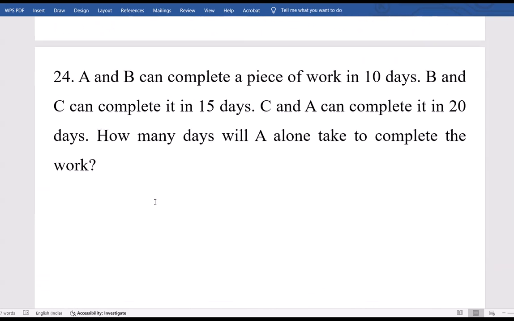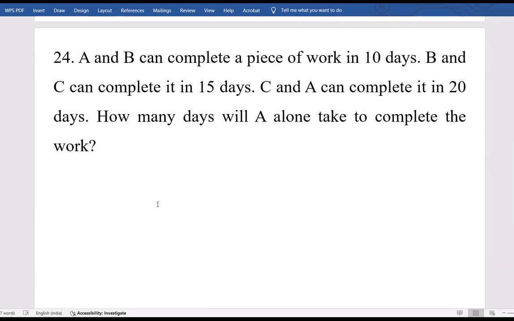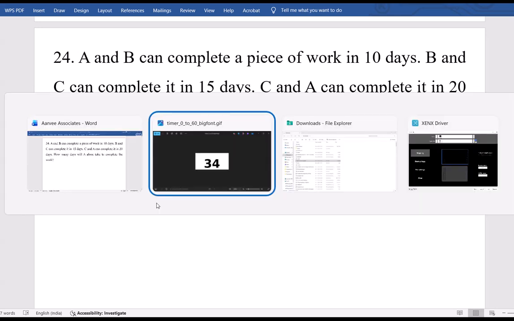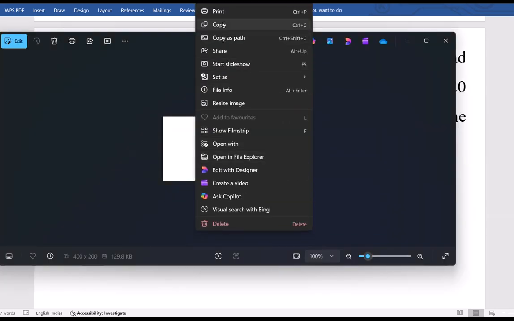Now time and work concept. That's what I already mentioned. Slowly we'll go to next level questions. Time and work, few basics we discussed. Now this is a difficult question. I'll give 1 minute time. Let's see how many of you can do that.